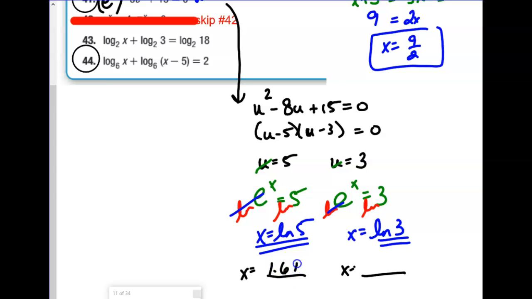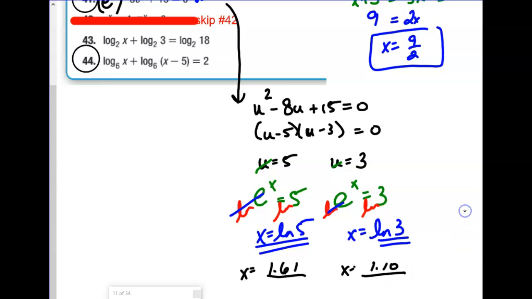So we're on to 1.61. And then natural log of 3. Oh, that's 1.10. So 1.10 if I go to the hundredths? To the hundredths. Oh, 1.1?